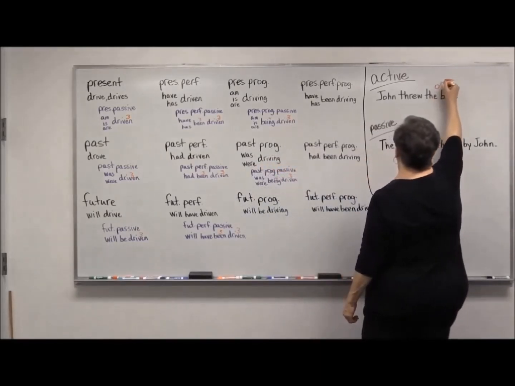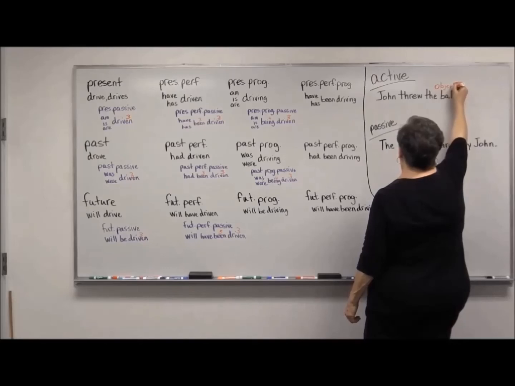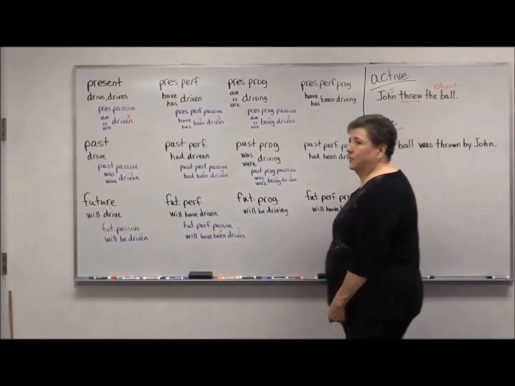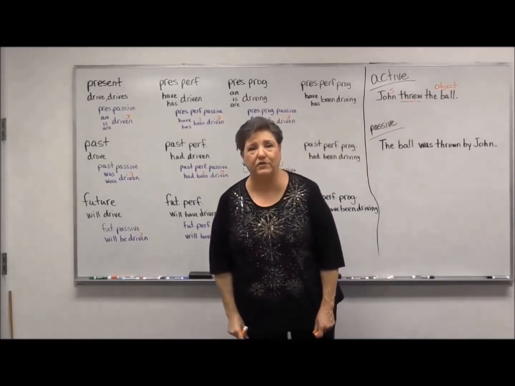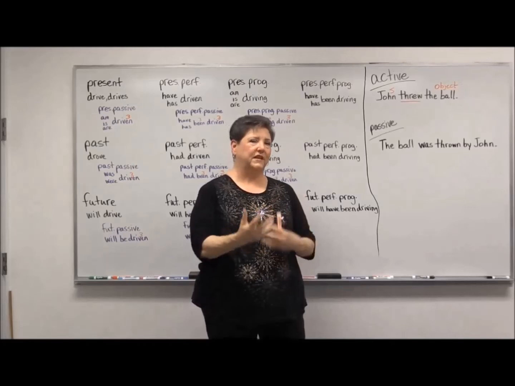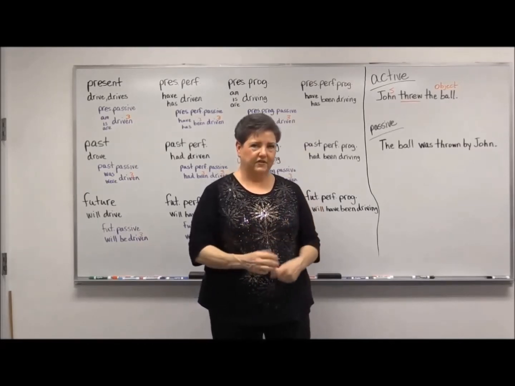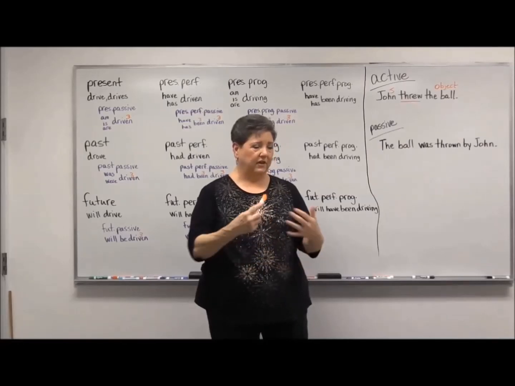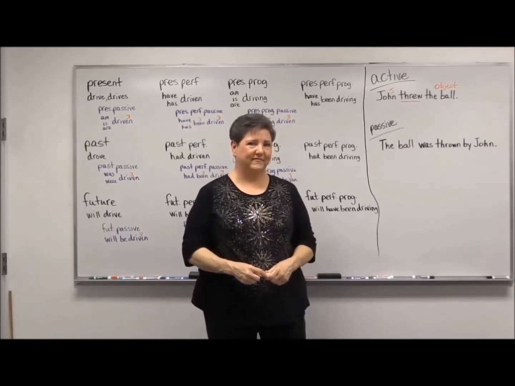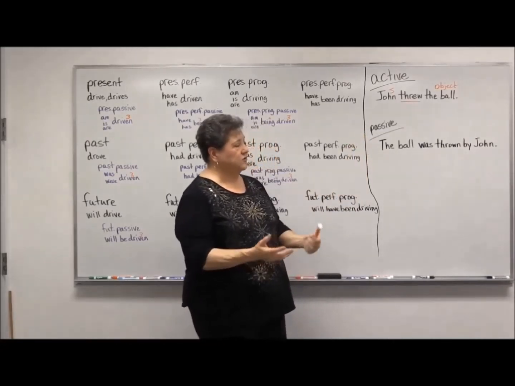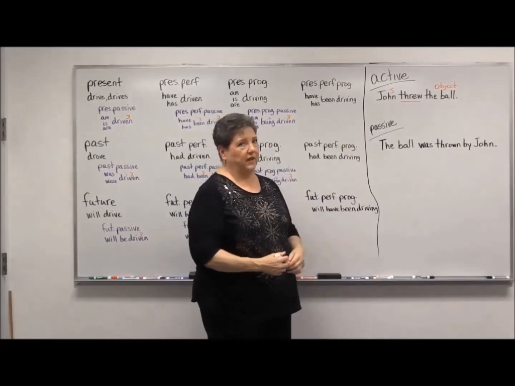The ball, object. Do you remember when I told you, in English grammar, what does the word object always mean? It always means receiver, receiving the action. So every time we label something an object, it's receiving the action. All right? So John threw the ball. The ball is receiving the action. John is doing the action.